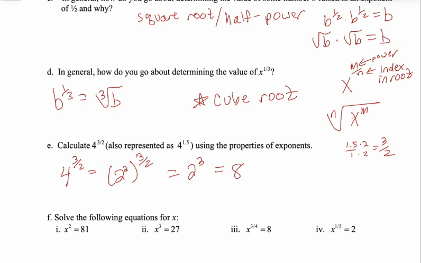What I would suggest doing here is if we rewrote that 4 to the 3/2, 4 to the 1.5, if we put the 2 inside here and the 3 inside here, watch what happens. Now, the 2 is not normally written for a square root. That index is implied. If you don't see it, it means it's a square root.